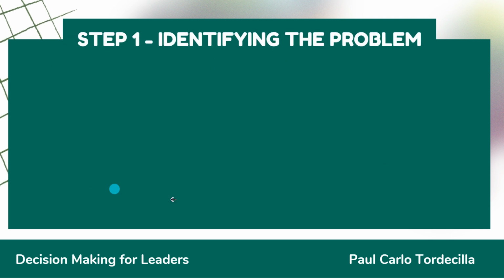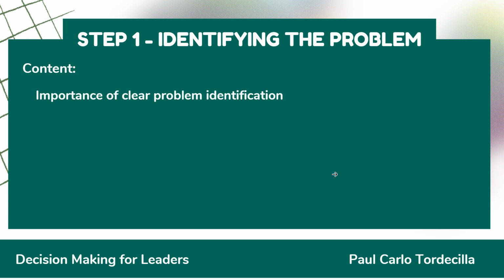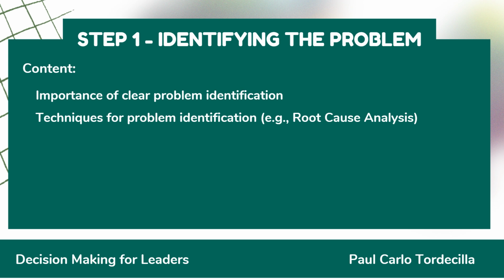Step 1. Identify the problem. The first step in any decision-making process is to clearly identify the problem. This might seem straightforward, but many decisions fail because the problem was not properly understood. Techniques such as root cause analysis can help in pinpointing the real issue. For instance, a drop in sales might be due to poor customer service rather than the quality of the product itself.